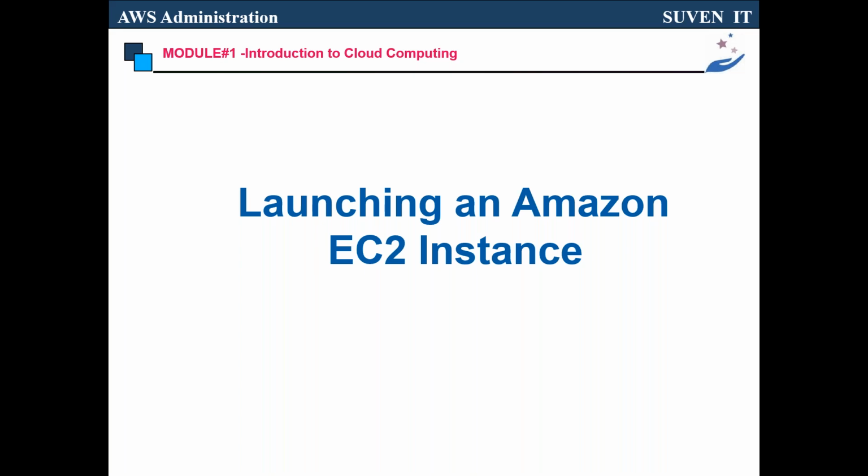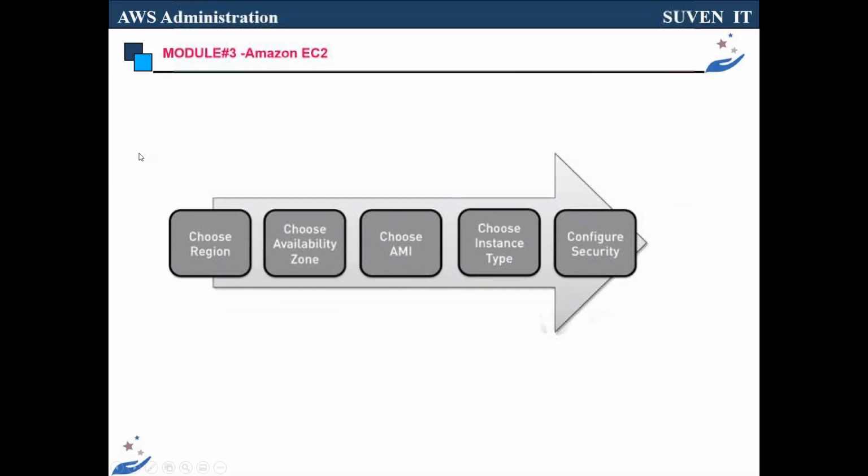Now coming to what are the different steps you need to take while creating the server and all. You can use the different options here. First you need to choose on which data center you need the server. Then you need to choose on which availability zone you want to create the server.